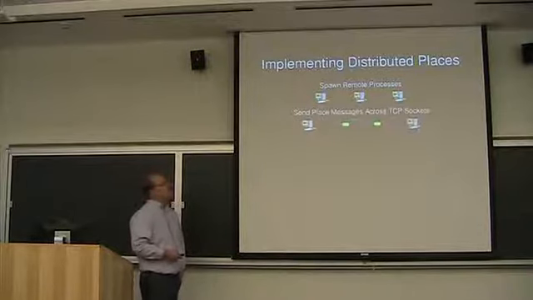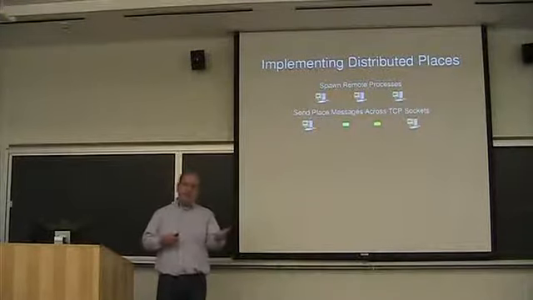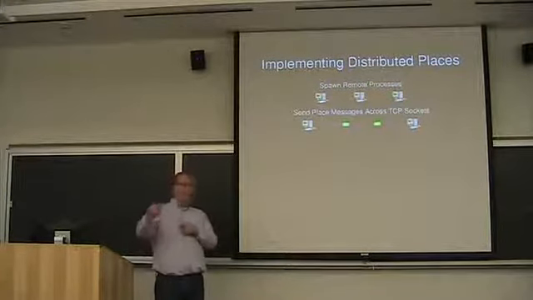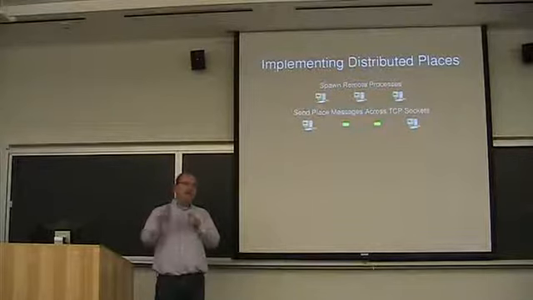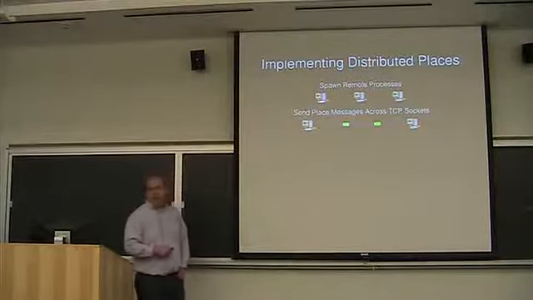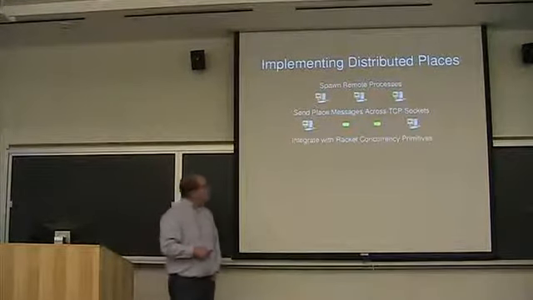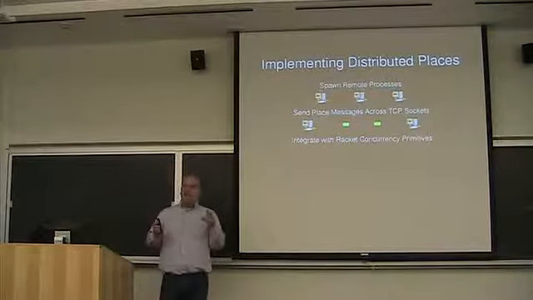The second part we had to do is allow place messages to be sent across sockets. And this happens transparently. You don't have to open a socket. You don't have to do any socket programming. You just say, send this message to this place. And we intercept calls that are going to be remote, send them over the TCP socket, and handle all the networking work for you.